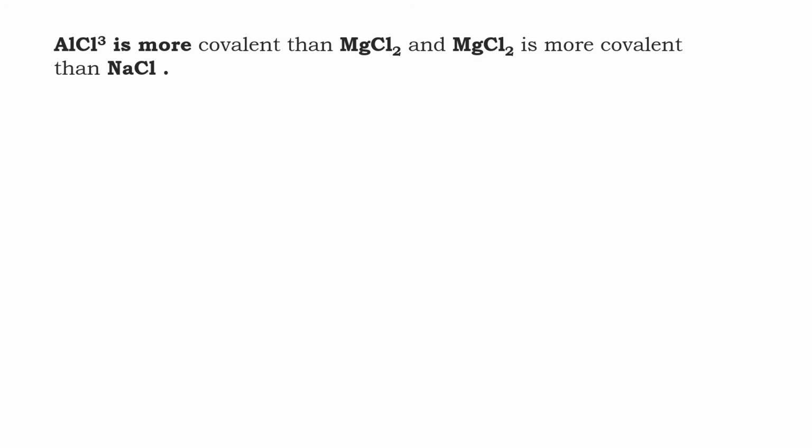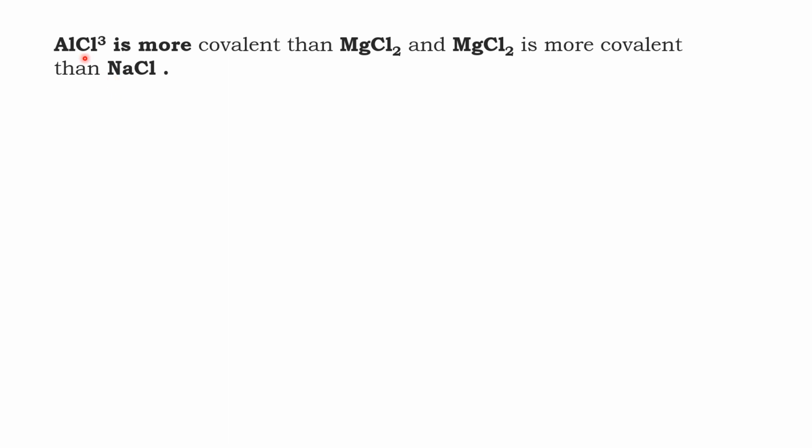See another question. AlCl3 is more covalent than MgCl2, and MgCl2 is more covalent than NaCl. What may be the reason? You just think. The size of Al3+, the size of Mg2+, and the size of Na+ are about the same.